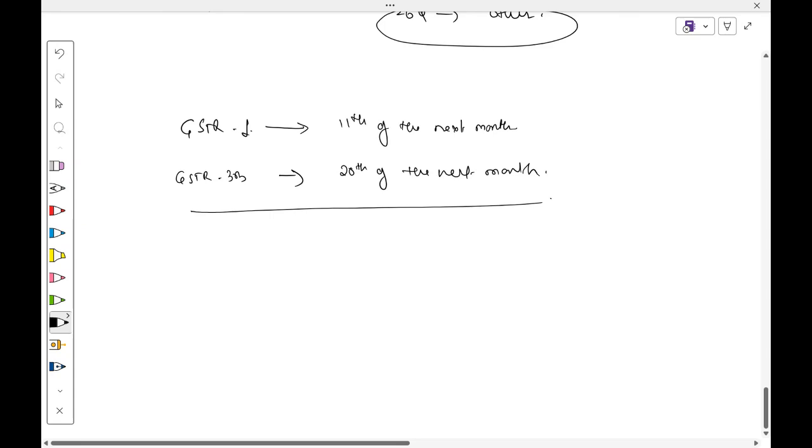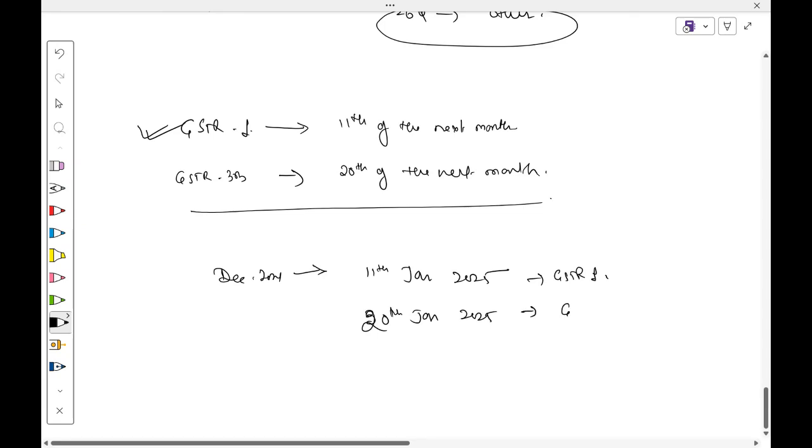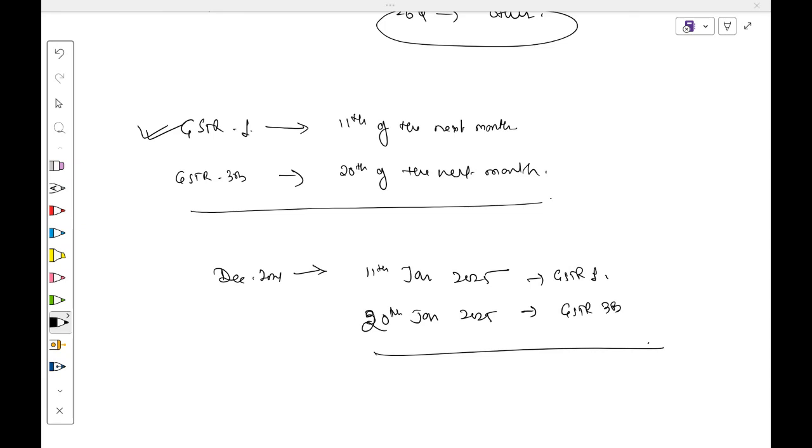Yes, it is. So first of all, GSTR1 is required to be filed, say for the month of December 2024. A person is supposed to file GSTR1 by 11th January 2025, and then GSTR3B he is supposed to file by 20th January 2025. Is it clear?